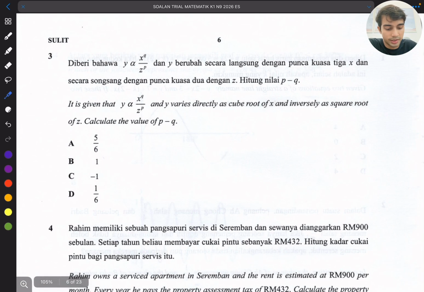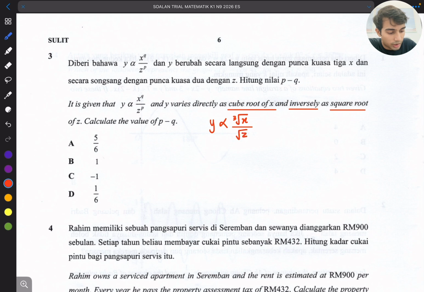Alright, question 3. It's given that y directly proportional to this and y varies. Okay, let's write this. Y varies directly as cube root of x and inversely as the square root of z. Square root of z. Okay. Calculate the value of p minus q. P and q are here.